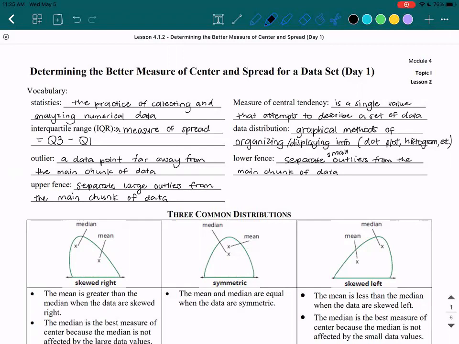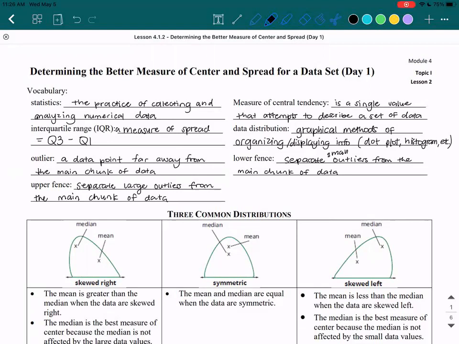And so when we're calculating outliers, we're going to calculate something called the lower fence and the upper fence, our last two vocabulary words. The lower fence separates small outliers from the main chunk of data. The upper fence separates large outliers from the main chunk of data. The lower fence and the upper fence just section off the main chunk of data, and anything outside of them is going to be your outliers. And we will learn how to calculate your lower fence and the upper fence as well.